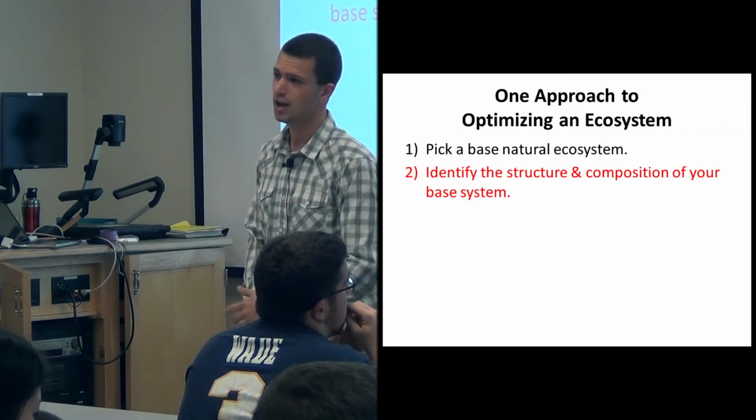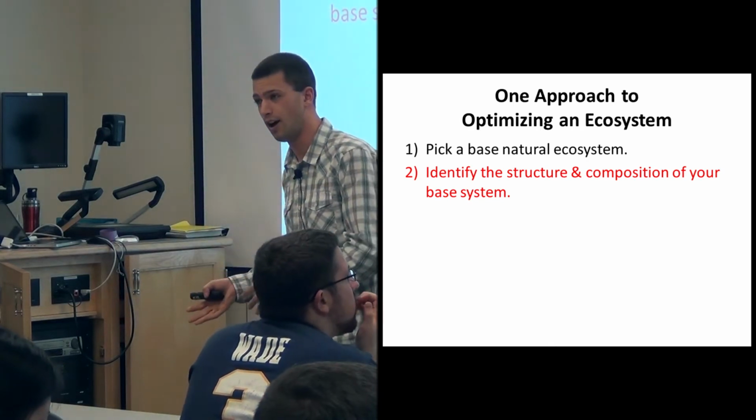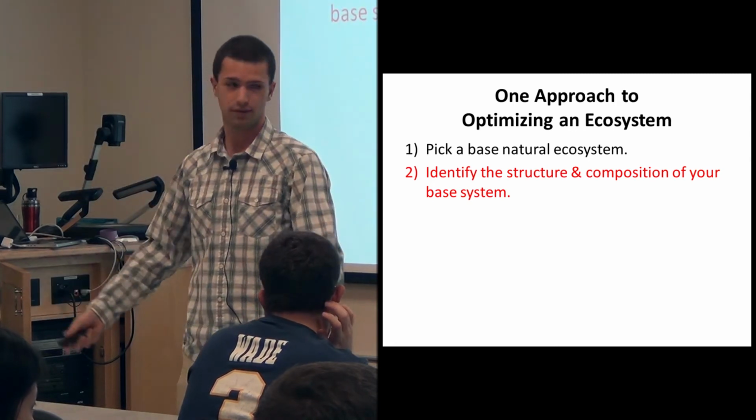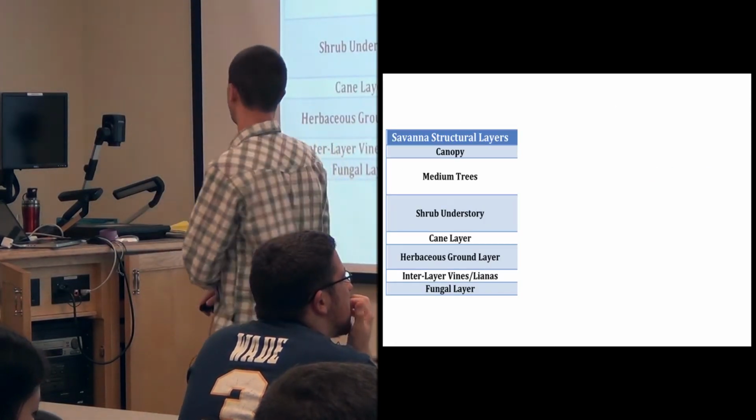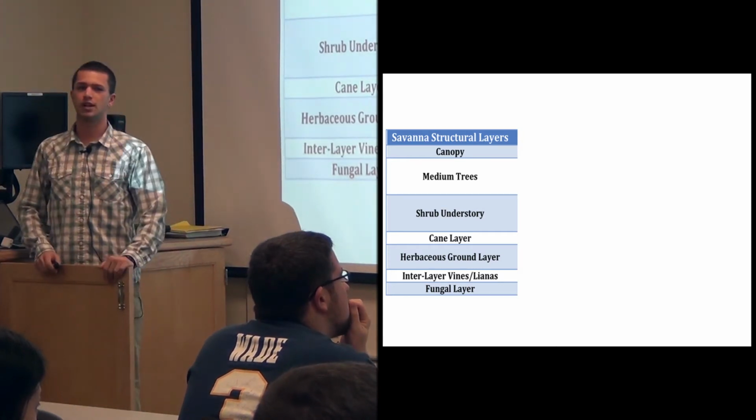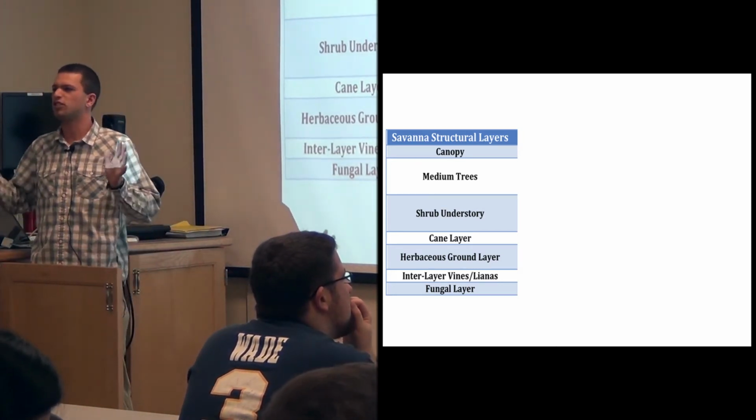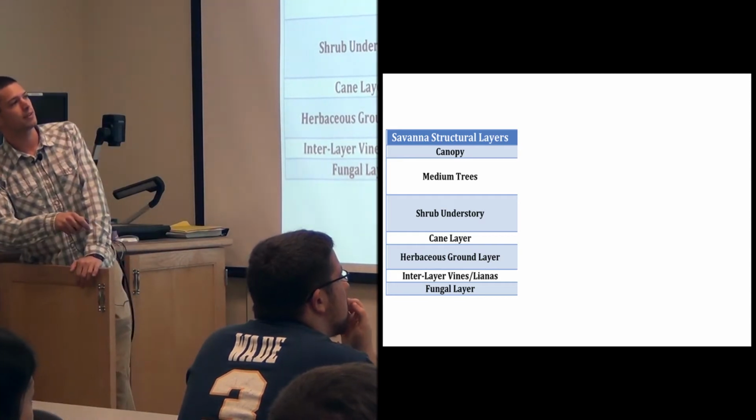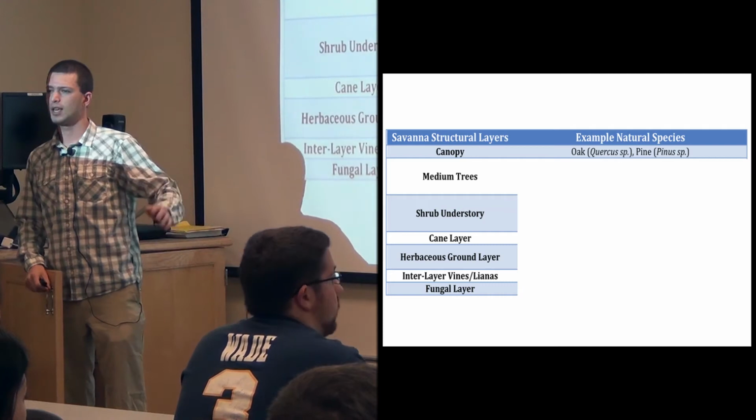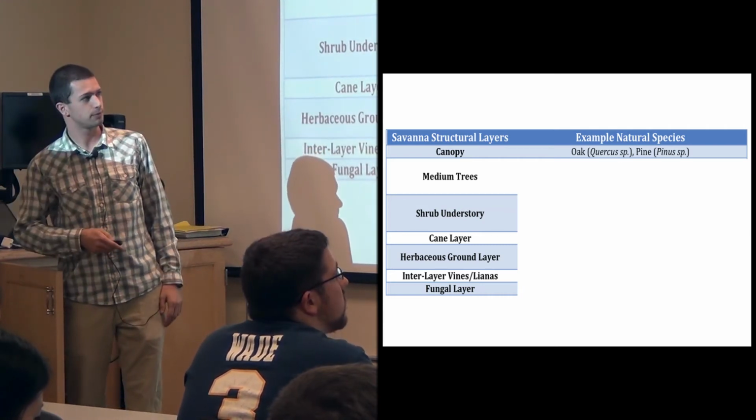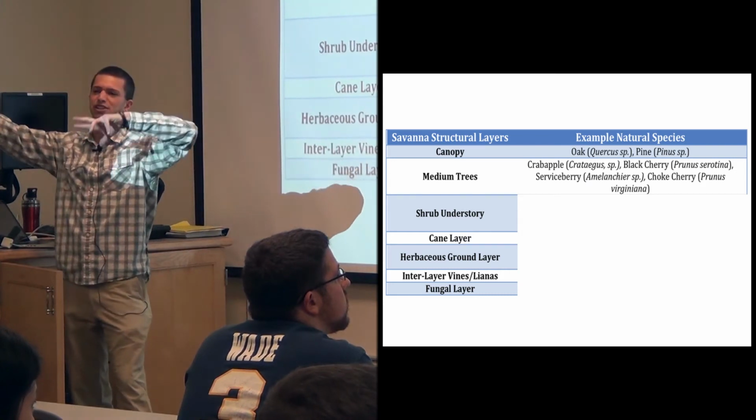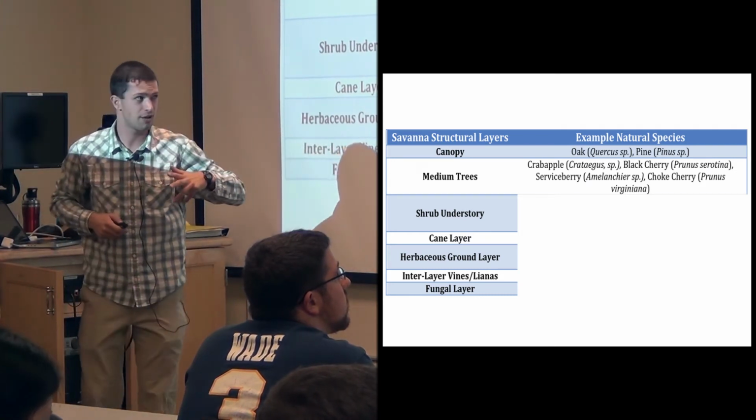Once you have that system, you should identify the structure and function of the different components of that system. Basically, understand what you're working with. The way we do that with an oak savanna is we say 7 layers. It's kind of arbitrary and subjective, but in general you can say there are 7 layers in an oak savanna. We have the canopy, which is dominated by oak because it's an oak savanna, but also some pine trees as you go farther north. Medium trees, as you go down a layer, you have crabapple and black cherries and wild plums and that kind of stuff.